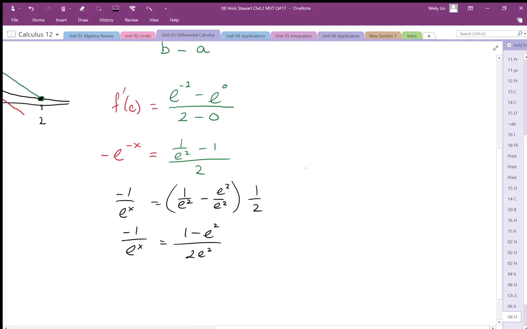I'm going to do that over here. I'm just going to cross multiply this. So I'm going to end up with negative 2e squared over 1 minus e squared equals e to the x. And then solving for x, x is equal to the log of all that expression.